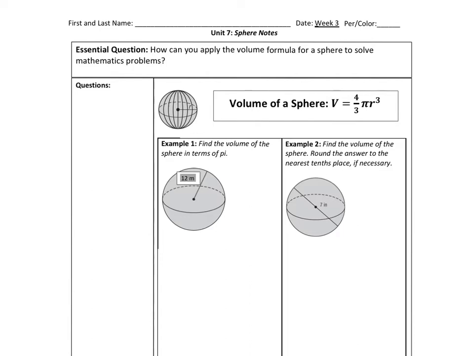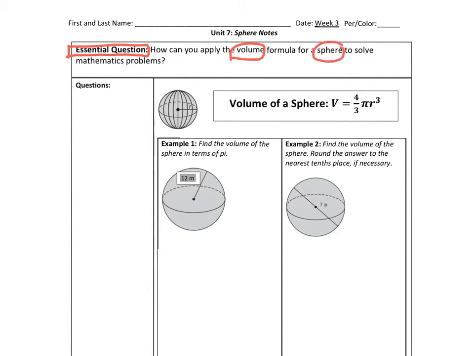Today we're going to be talking about this essential question. So basically, by the end of class, you should be able to answer this question. How can you apply the volume formula for a sphere to solve mathematics problems? So we know we're looking to find volume, and we know we are dealing with spheres.